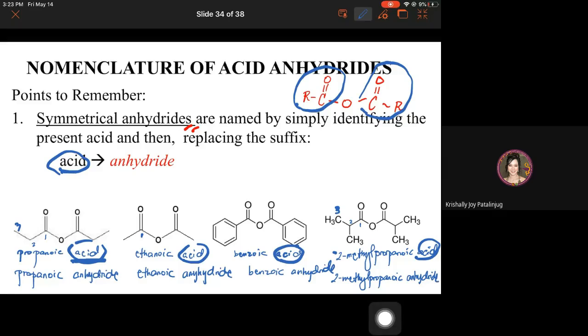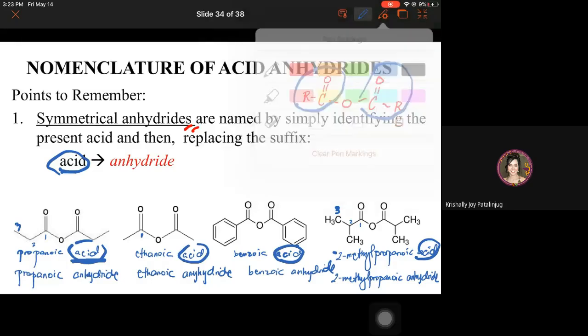So these are derived from carboxylic acid. That is why, di ba, ang tawag sa ila in general, derivatives of carboxylic acid. Kasi na-derive sila from carboxylic acid. Next.